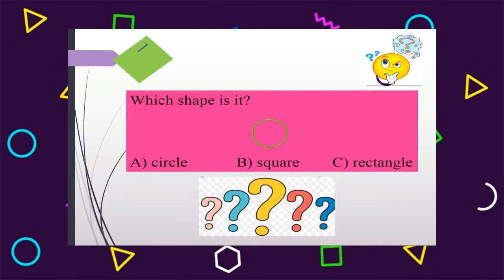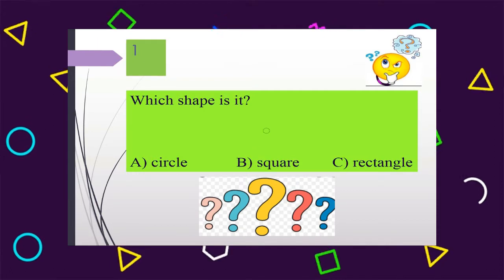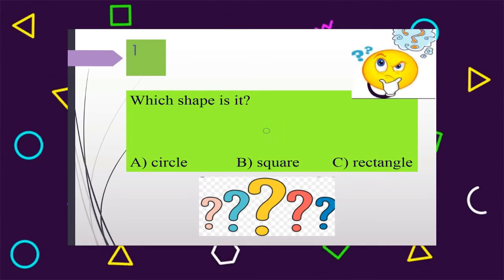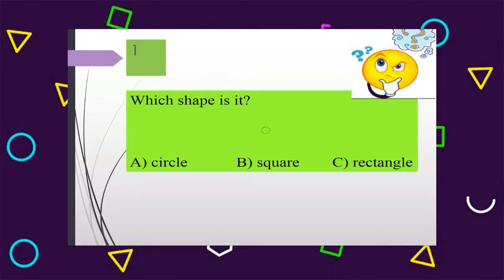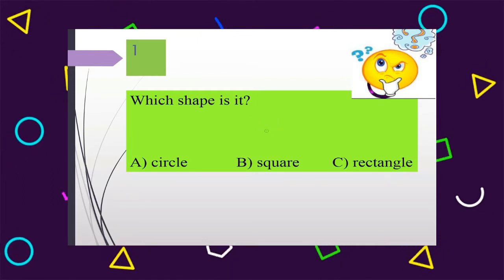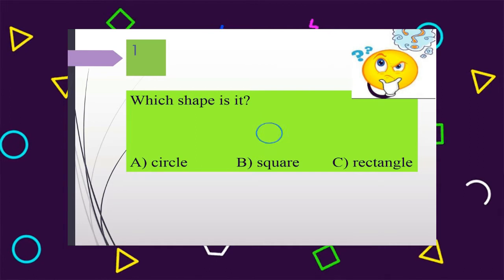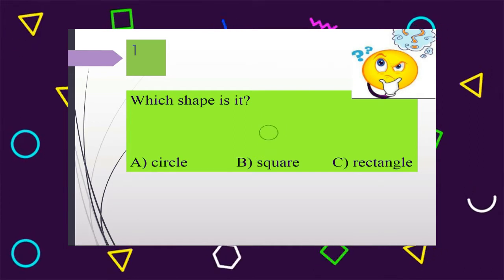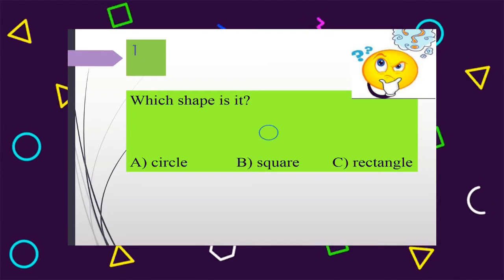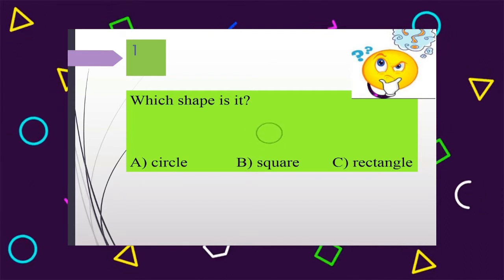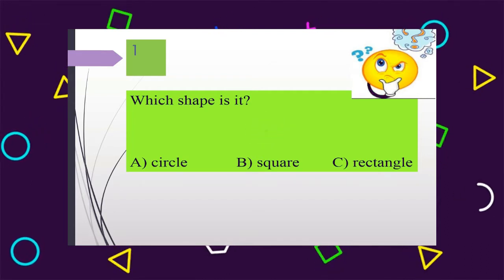Number 1. Which shape is it? Can you guess the name of the shape? I know you can, it's very easy. Tell me the name quickly. I'm going to read the options. Circle, square or rectangle. Yes, I know you have identified the name of the shape.